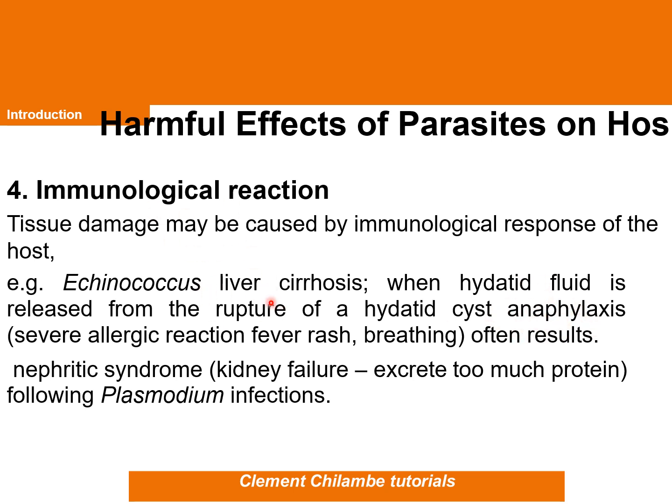But in this case, we are actually trying to refer to the harmful effects of parasites on the host. We are saying an immunological reaction, for example in Echinococcus liver cirrhosis, and not only that, but a severe allergic reaction might result. Then nephrotic syndrome, we're talking about kidney failure here. In nephrotic syndrome, there is excretion of too much protein, and this mostly results in cases of Plasmodium infections. These are examples of immunological reaction under the harmful effects of what? The parasites on the host.